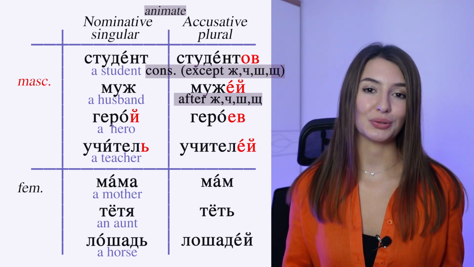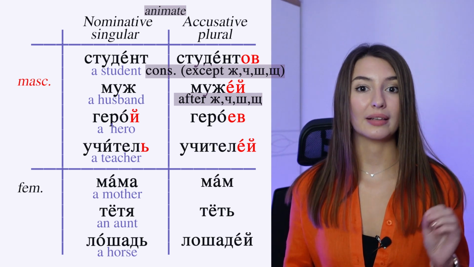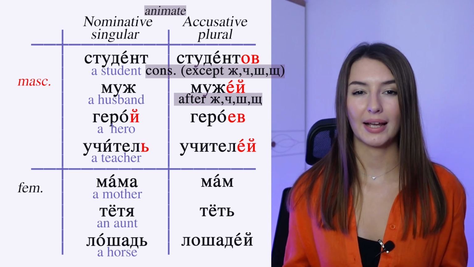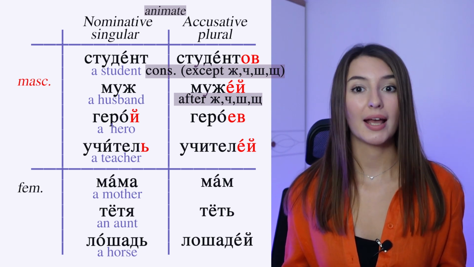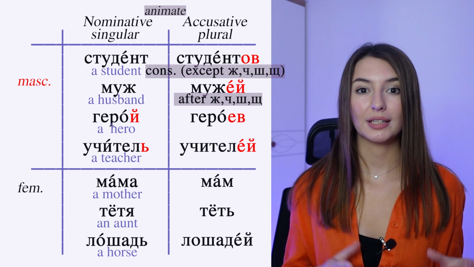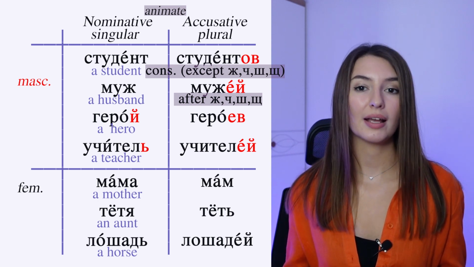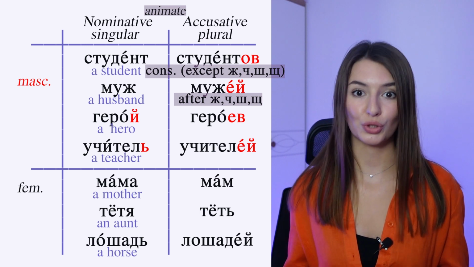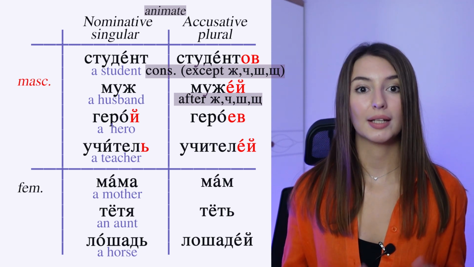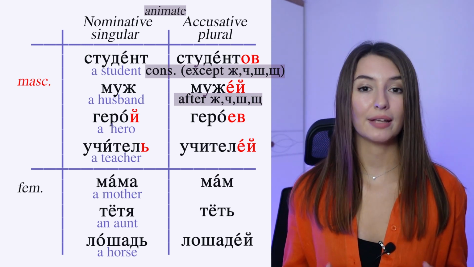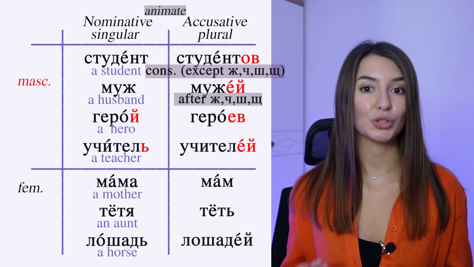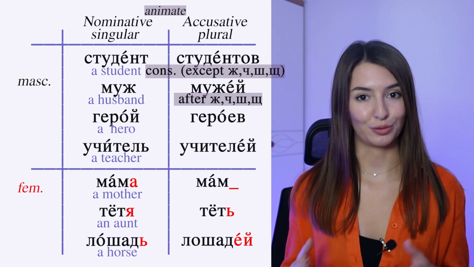Masculine animate accusative plural. We need to look at the ending of the singular word. If it ends with a consonant, except ж, ч, ш, щ, add ов. Студент, студентов. And if it ends with ж, ч, ш, щ, add ей. Муж, мужей. If it ends with й, change the ending to ев. Герой, героев. If it ends with a soft sign, change the ending to ей. Учитель, учителей.